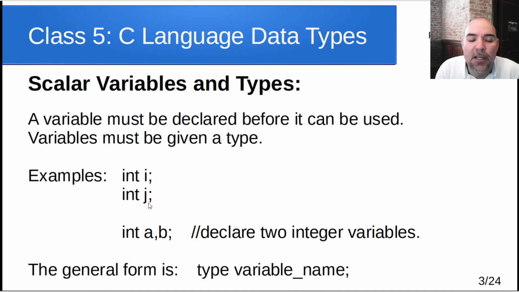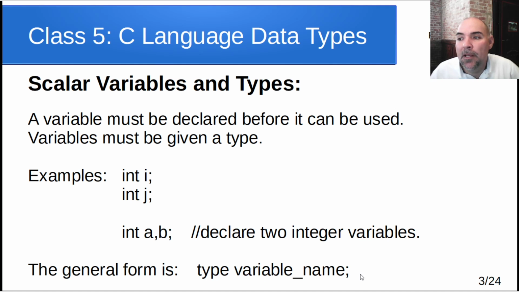You can also declare multiple variables on separate lines, or you could declare 2 of them on one line, like int a comma b or int I comma j. So you can declare multiple variables on one line as long as they have the same type specifier. So the general form for that is the type that you want, and then some white space, and then the name that you want for that variable.